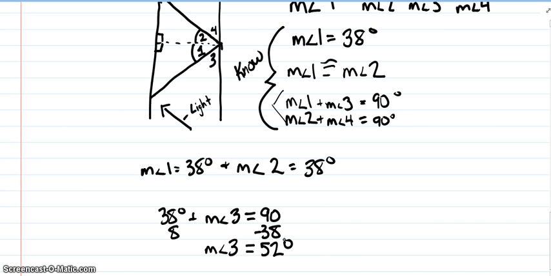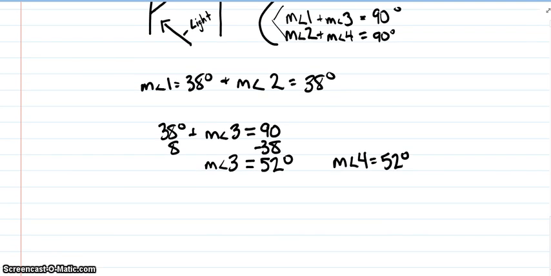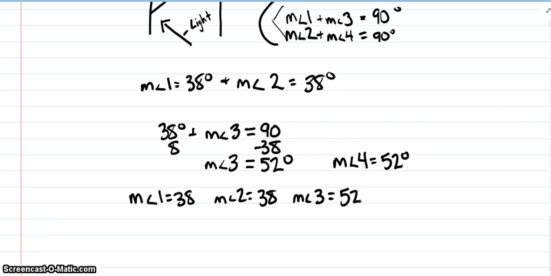And so, you can save yourself some work. If 1 and 2 were the same, then that means that the complements are going to be the same as well. So the complement of 1 was 52, which means the complement of 2 has to be 52. So the measure of angle 4 is going to be 52 degrees as well. So that means we can list out measure of angle 1 equals 38, measure of angle 2 equals 38, measure of angle 3 equals 52, measure of angle 4 equals 52. And make sure you label the degrees, I forgot.